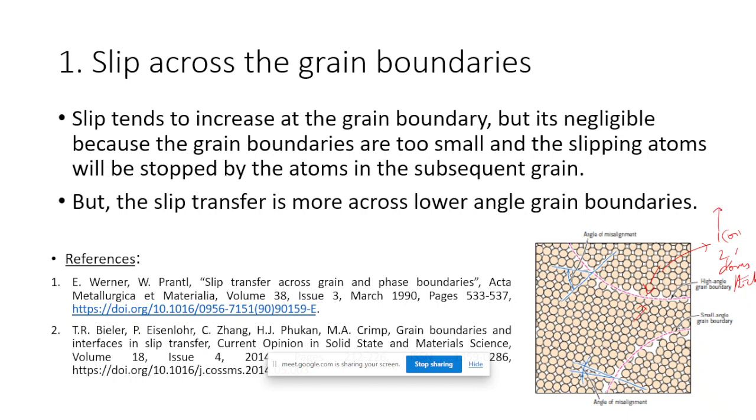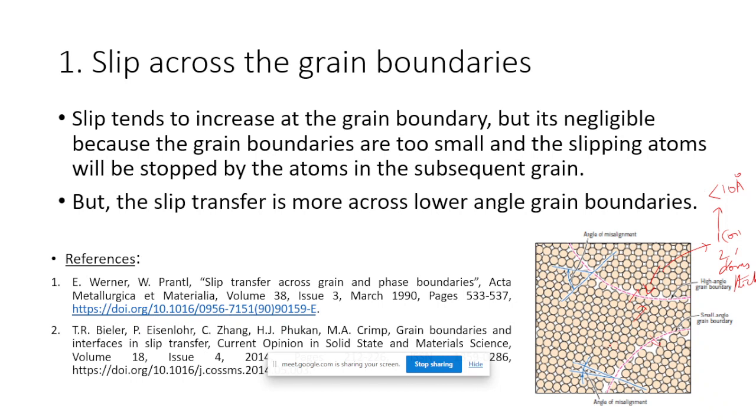So what we can say is, in other words, it will be in a matter of something within 10 angstrom range, which is very, very low. Means that if just one atom slips across, it's not going to cover that great a distance. So overall, the slip across the boundaries or slip at the boundaries won't contribute that much to the slipping as such, the total slip.